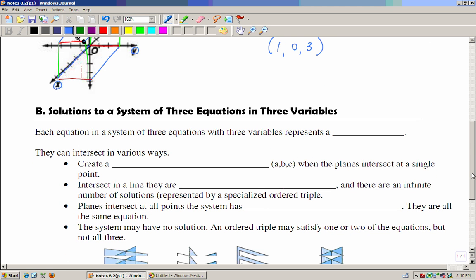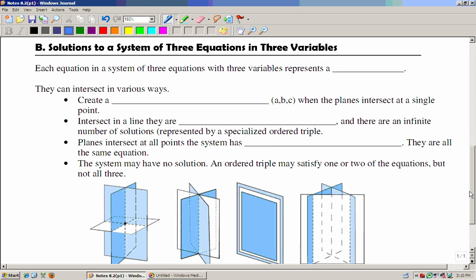Now the system of 3 equations in 3 variables. Last section you did 2 equations with 2 variables. You had lines. This time each equation is going to be represented with a plane, a plane in space. So there are different ways that these planes can come together to create solutions. The first one is a unique solution, where the 3 planes come together and intersect at a single point. That's like this first picture where you have this point where they all cross. That point would be in the form of (a, b, c) or (x, y, z).